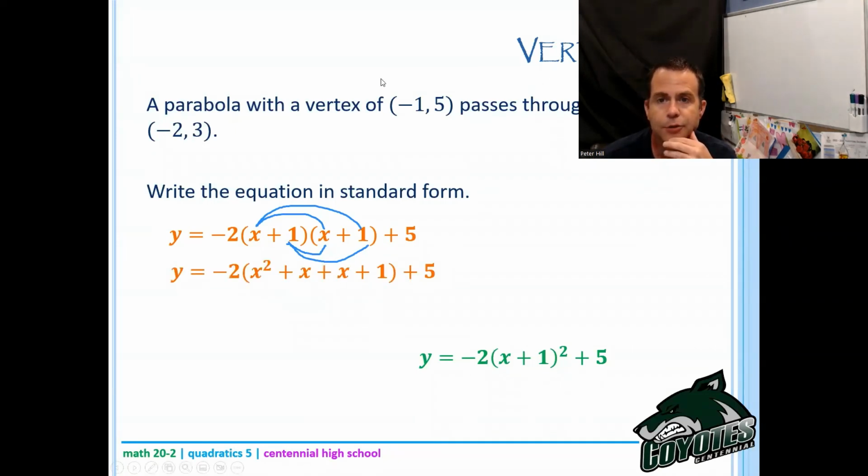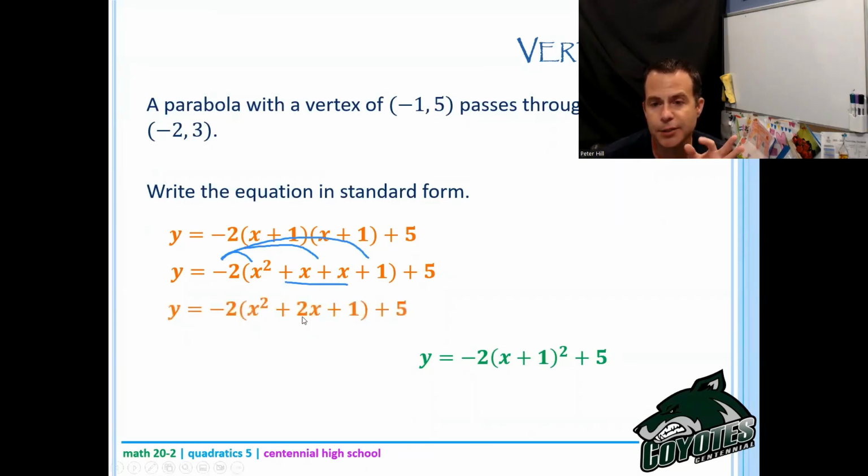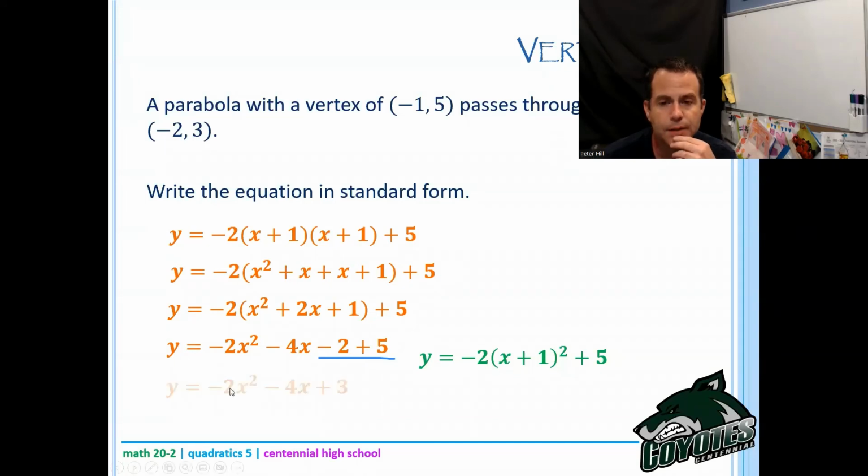I would now need to distribute the -2. So that's going to be -2x squared. This is going to be a 2x, so that's going to change into a -4x in a minute. And then this is going to be a -2. So I did that in 2 steps. I just collected my middle terms first, and then I distributed my -2. And then the last thing to do is to combine this -2 and 5 together to get 3. So in standard form, it would be y equals -2x squared minus 4x plus 3.